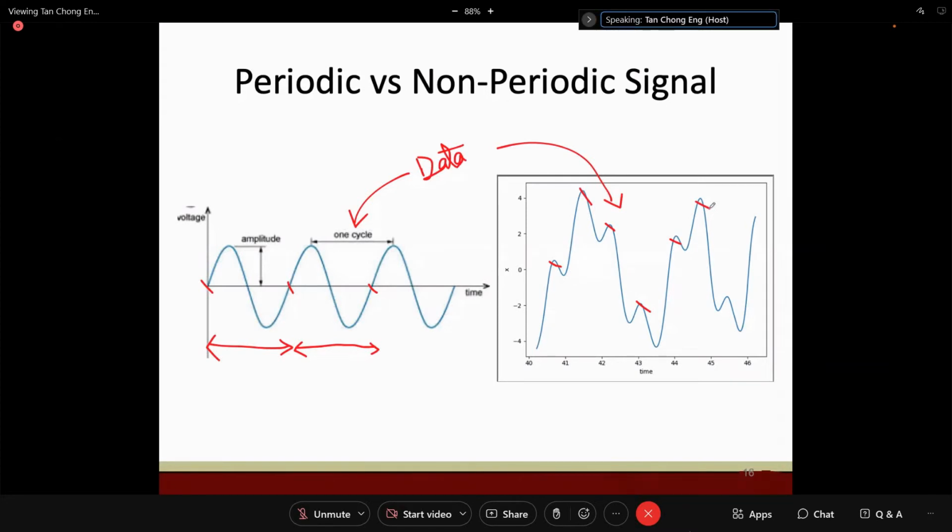Usually non-periodic signals are actually periodic signals that carry data. When you carry data, your periodic signal will become a non-periodic signal because of the integration of data into the signal. So this is actually the difference. The signal looks much more ugly after it carries the data. It is not smooth as a fixed number or cycle.